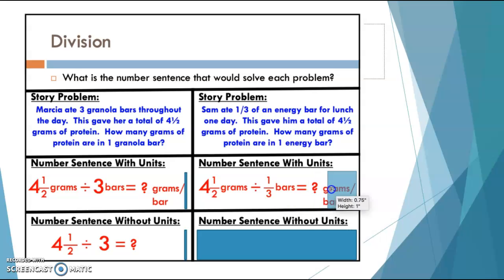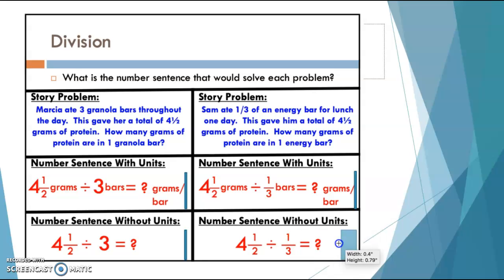Okay, the number sentence with units: 4.5 grams of protein divided by 1/3 of an energy bar equals how many grams per bar? Here's the number sentence without the units: 4.5 divided by 1/3. Remember, you can go back at any time.